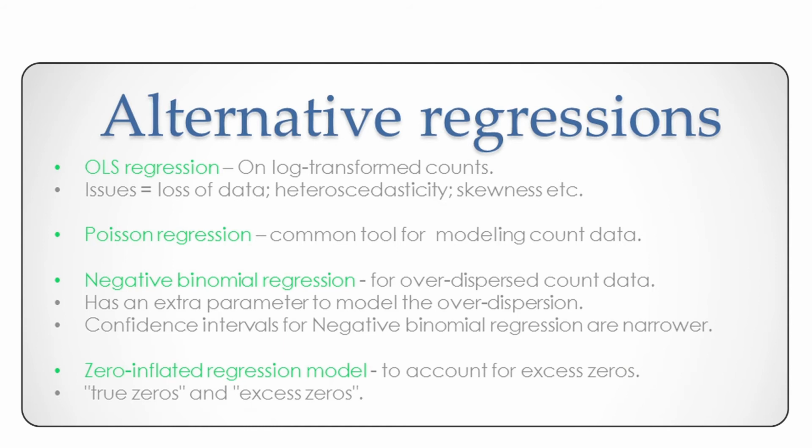Finally, we have zero-inflated regression models, which are the ZIP models, which I mentioned earlier. ZIP models are used when we have excess zeros in the data. We make a distinction between true zeros and excess zeros. That is, we assume that the population is not really homogeneous, but is made up of a mixture of two populations, one of which is discrete at 0.